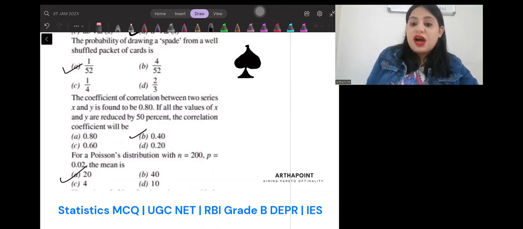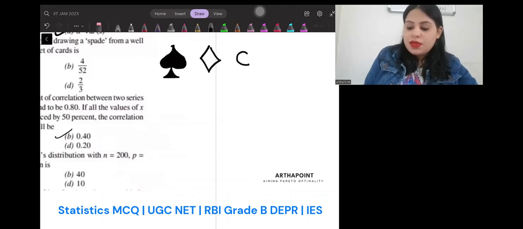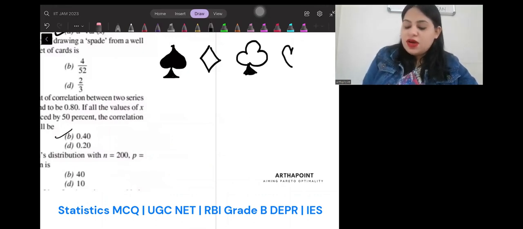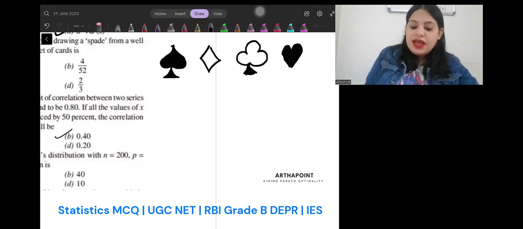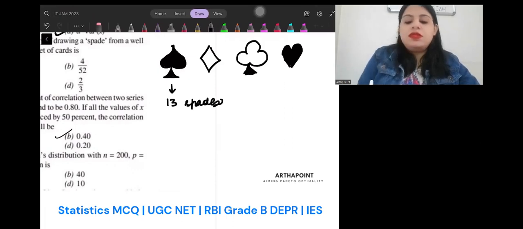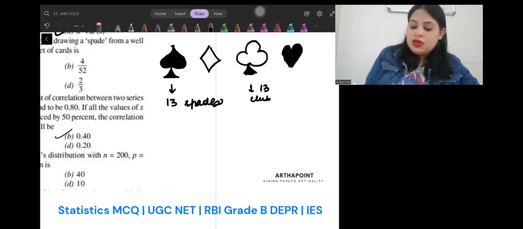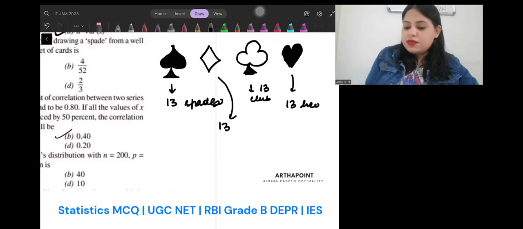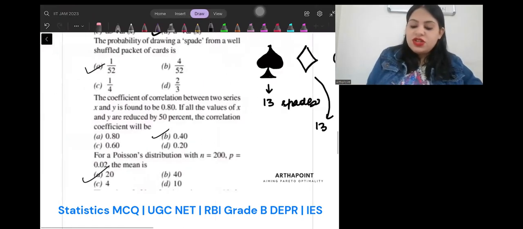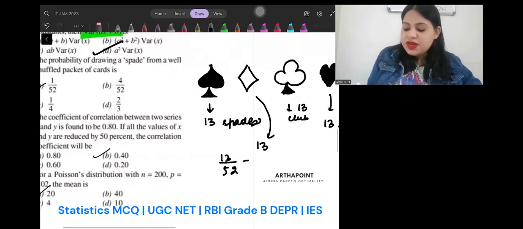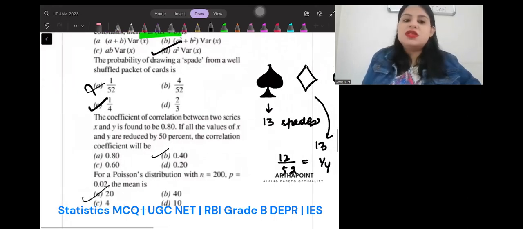So beta, whenever you talk about cards, you have spade, diamond, and then you have a heart. There are four, isn't it? Right? And out of which, beta, when we talk about spade, there are 13 spades. This is called club. There are 13 clubs, 13 diamonds and 13 hearts. Each has 13. So out of a well-shuffled pack of 52 cards total, I have 13 spades, so the probability will be 1/4. So the answer to this question is C, 1/4.